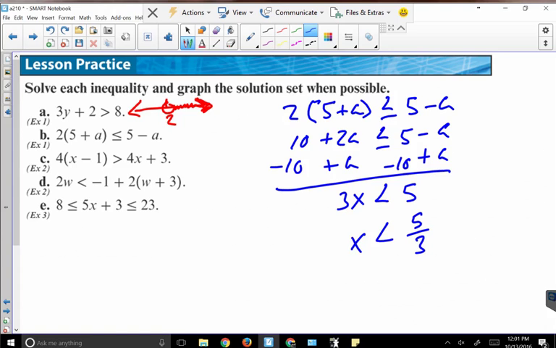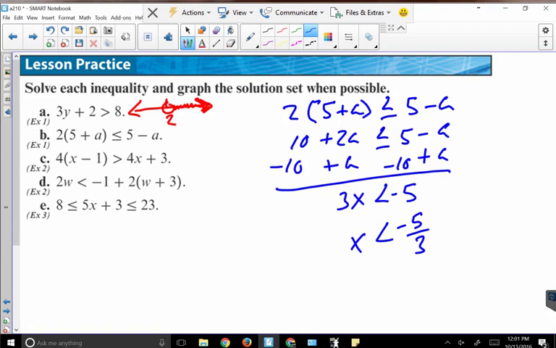So I got 10. That's going to be 2. Nothing to go on over there. Add a gives me 3. Subtract 10. Ooh, that should be a negative there, and a negative there. That's the only thing I missed. Now, if I add or subtract a negative, do I have to worry about flipping the sign? And the answer would be no.